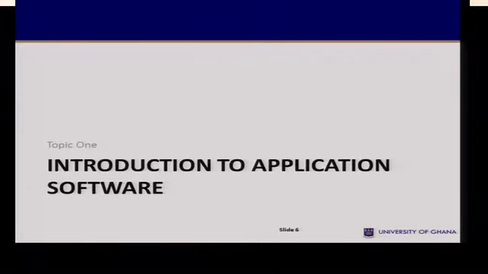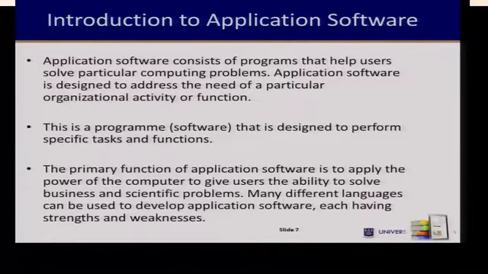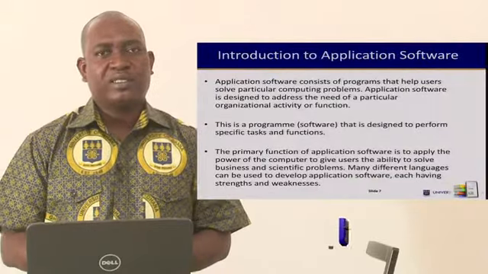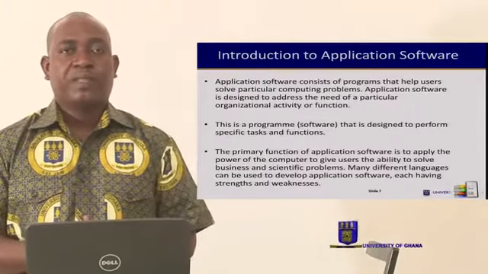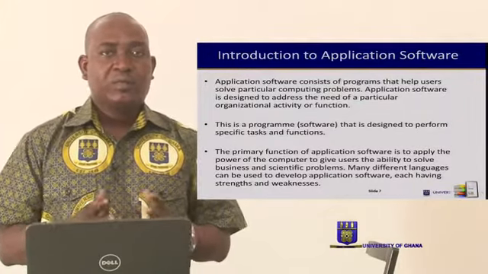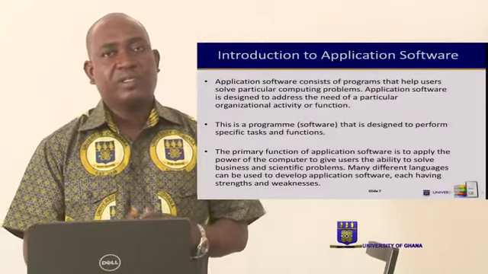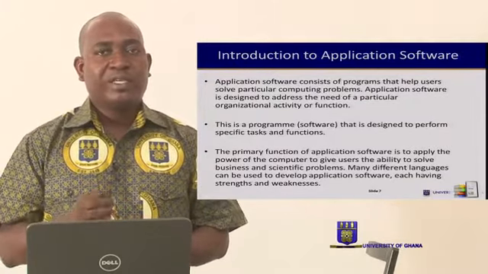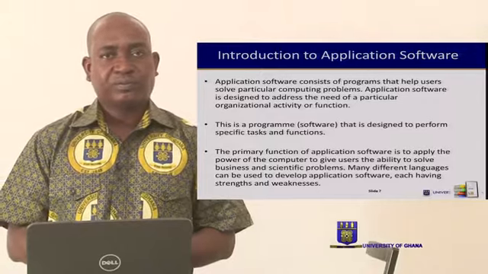Introduction to application software. Application software consists of programs that help users solve particular computing problems. Application software is designed to address the need of a particular organizational activity or function. And we have different types of application software based on the need of the organization.